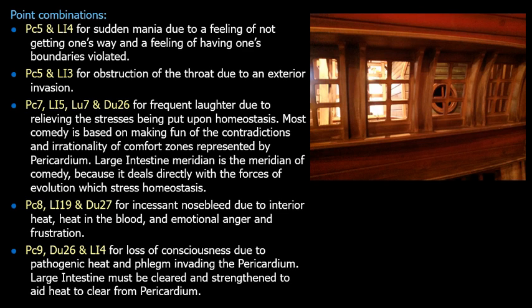Pericardium 8, large intestine 19, and du 27 for incessant nosebleed due to interior heat in the blood, and emotional anger and frustration. Pericardium 9, du 26, and large intestine 4 for loss of consciousness due to pathogenic heat and phlegm invading the pericardium. Large intestine must be cleared and strengthened to aid heat to clear from pericardium.